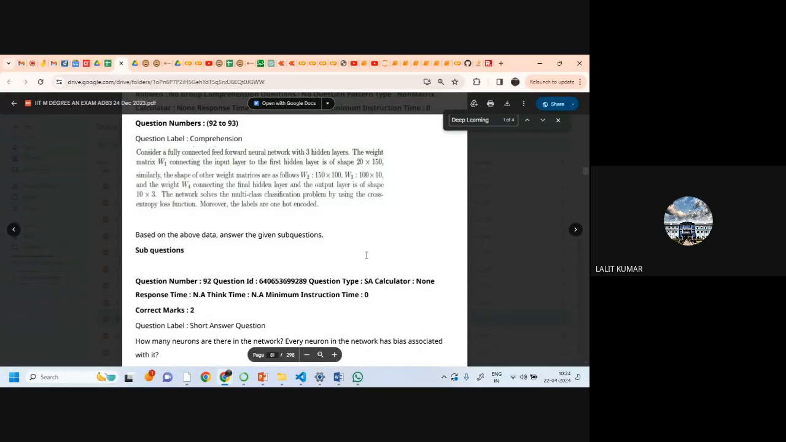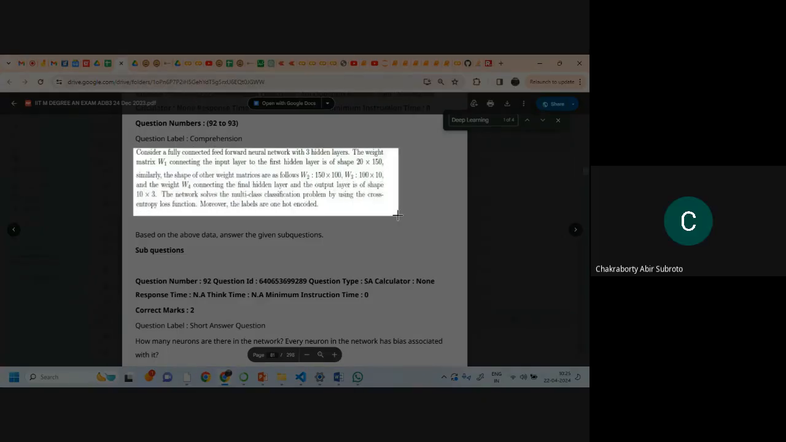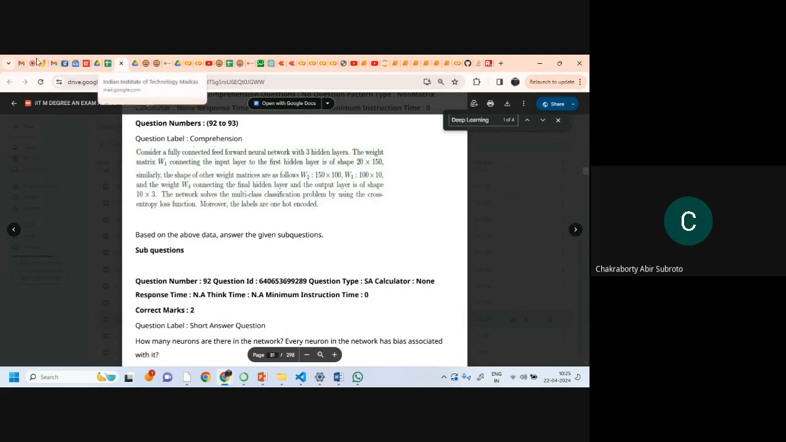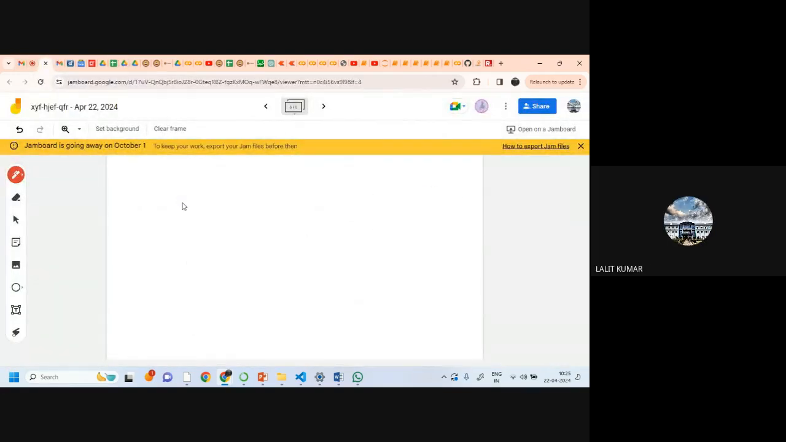The first question they are asking: how many neurons are there in the network? Every neuron in the network has a bias associated with it. So I will encourage everyone to try to solve for the number of neurons. I will also do it parallelly here.